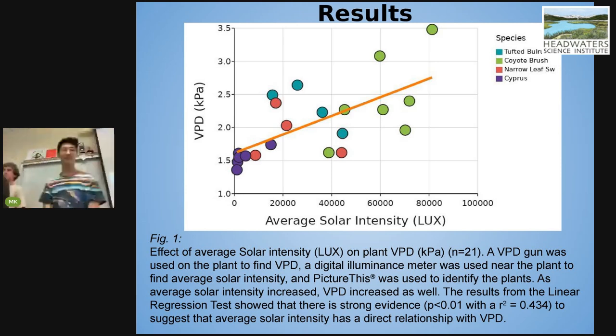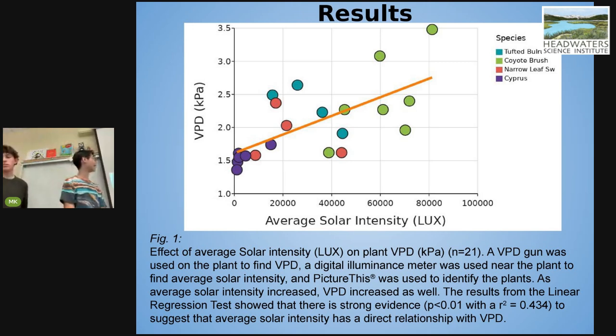Okay, so as we can see with our results across the different locations that we gathered and the 4 different species at varying light levels, you can see that on average, as solar intensity increases, VPD does as well. And we know this is statistically significant because after doing our linear regression test, it showed that there was strong evidence with a p-value less than 0.01 and an R-squared value of 0.434.